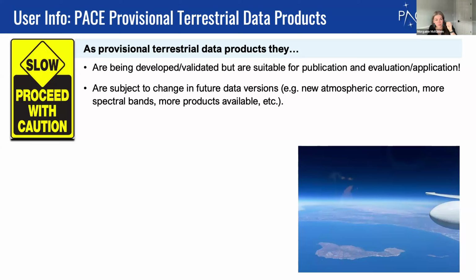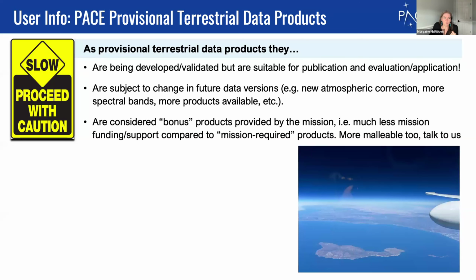But our land data products are unique in that they are subject to more change in future data versions than, say, our ocean and atmosphere products, as we narrow in on what the land community needs. For example, we're considering different atmospheric correction approaches, implementing a different one instead of what we're using now. Question of should we add more spectral bands, more data products, et cetera. And a lot of this is going to be based on feedback from folks just like you.